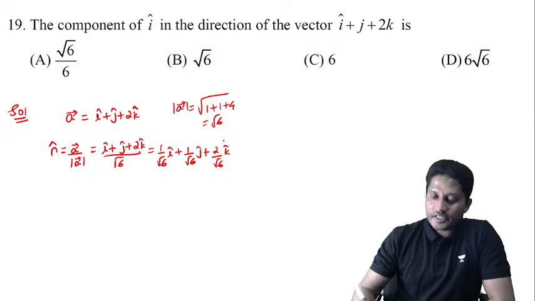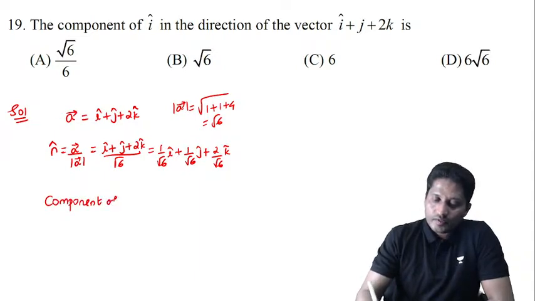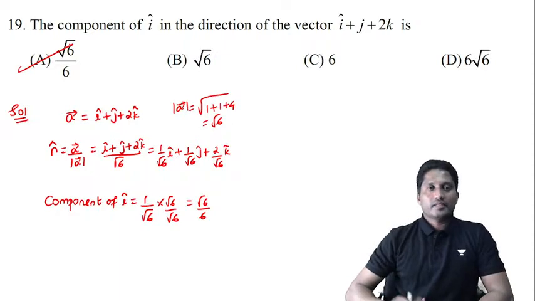Component of i in the direction. So component of i cap is equal to 1 by root 6. So multiply and divide by root 6. This will be root 6 by 6. Answer is option A. Is that okay, guys?